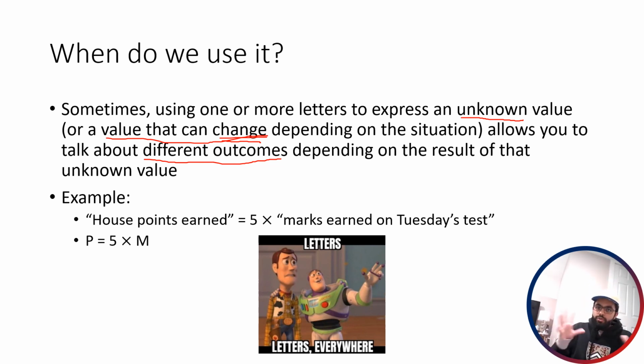So those are the two key ways where you'll see letters show up in the problem. Either it's something that you don't know yet and you have to figure it out, or it's something that's going to change depending on how you're looking at it. So if I'm looking at a certain student's test, I'm going to take their marks and figure out the house points. But then I look at a different student's test and I have to figure out a different number of house points because they got a different number of marks. So that's what I want you guys to get out of this.